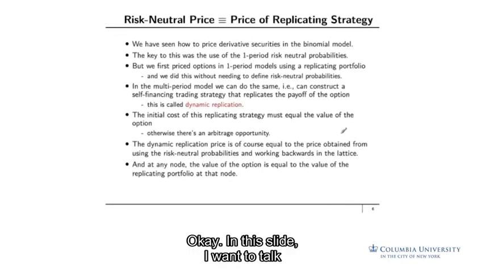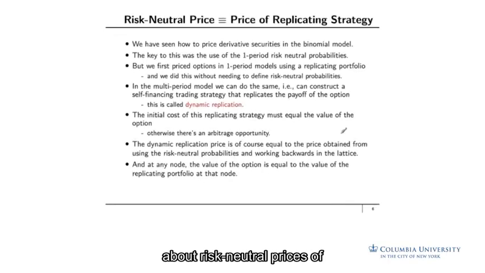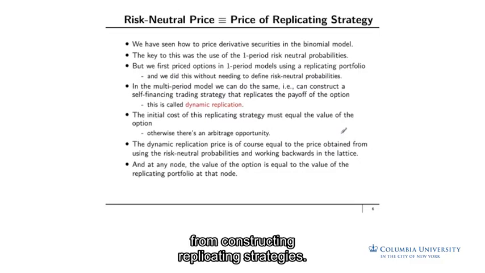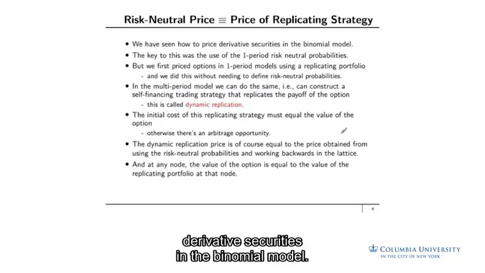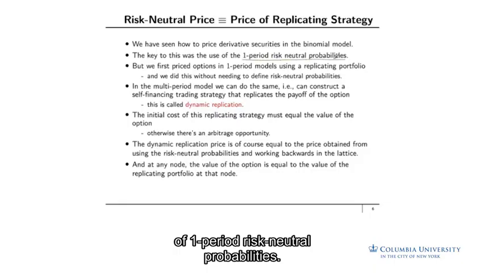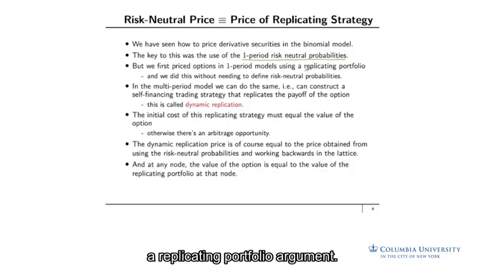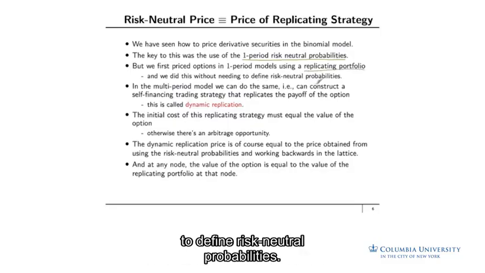Okay, in this slide, I want to talk about risk-neutral prices of securities and emphasize that, in fact, they're the same thing. Those prices are the same prices you get from constructing replicating strategies. So we have seen how to price derivative securities in the binomial model, and the key we saw to this was the use of one-period risk-neutral probabilities. But actually, we first priced options in the one-period models using a replicating portfolio argument. And we did this without ever needing to define risk-neutral probabilities.